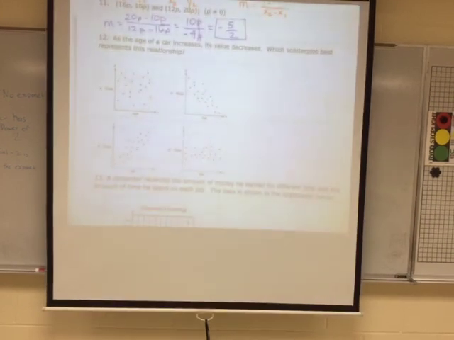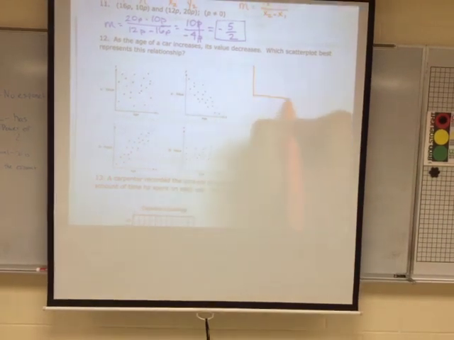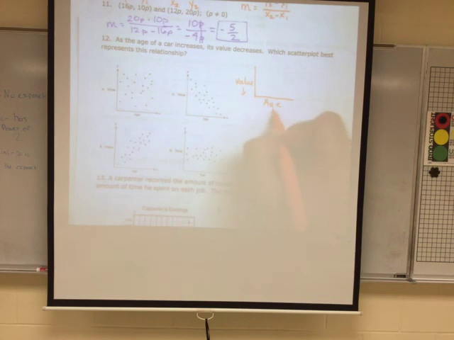Number 12 says, as the age of a car increases, its value decreases. Which scatter plot best represents this relationship? So I'm looking for, as age is increasing, my value is decreasing. That would be a negative correlation. So choose the answer that has a negative correlation.